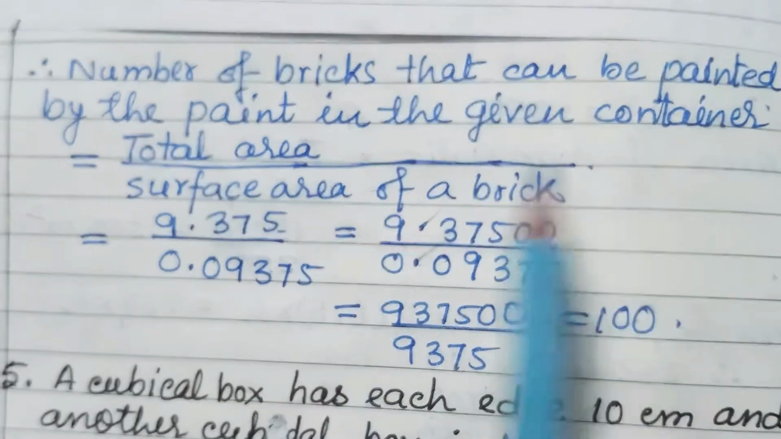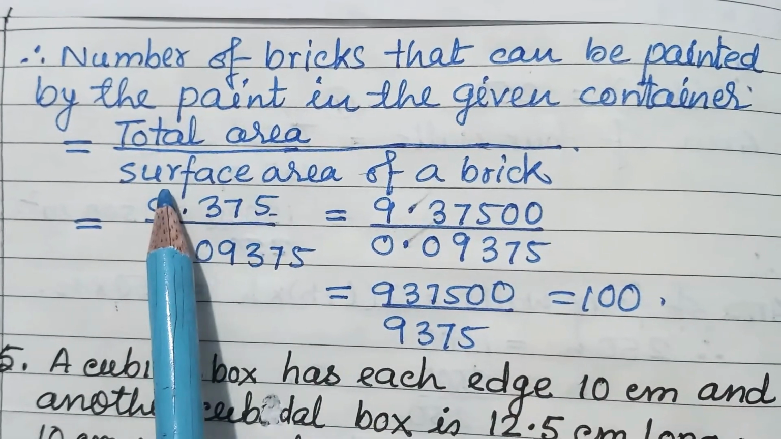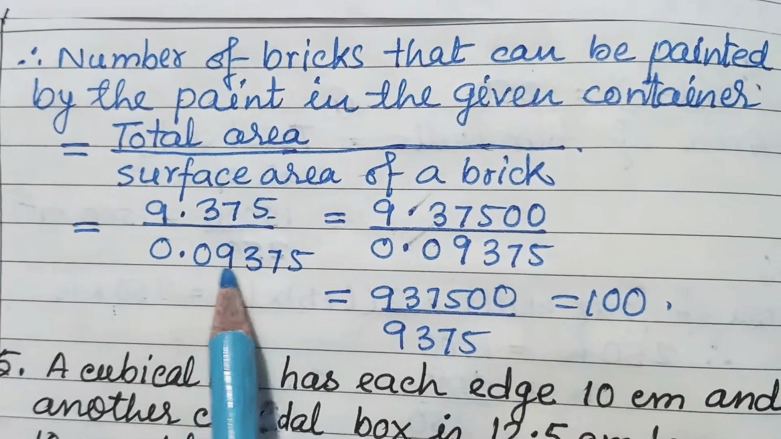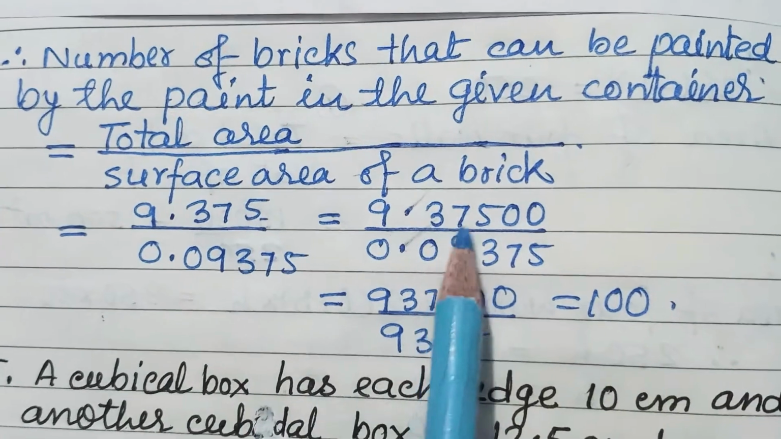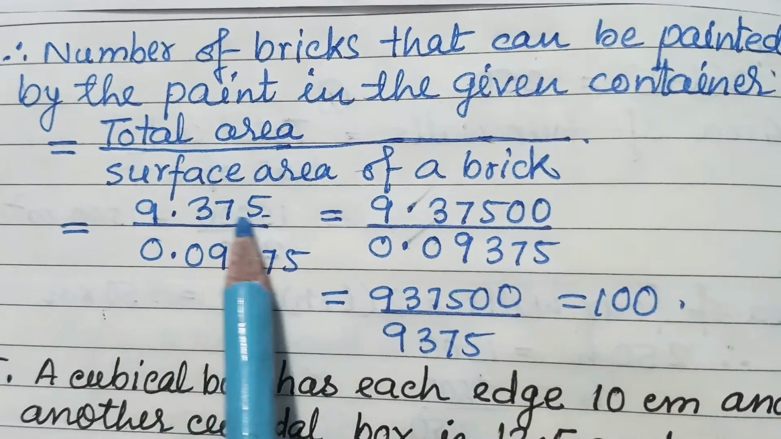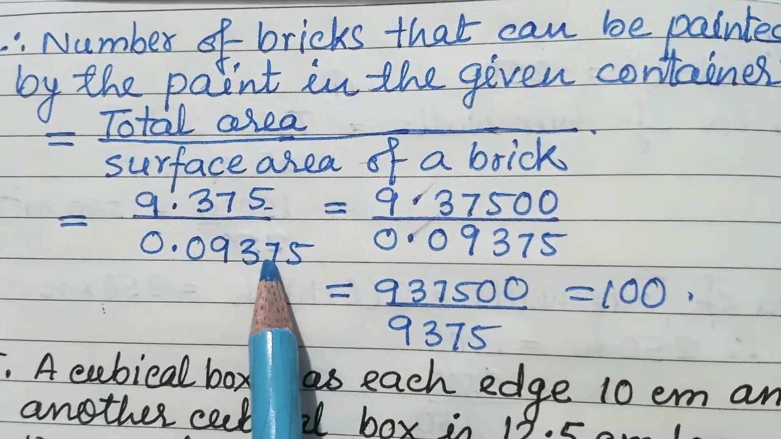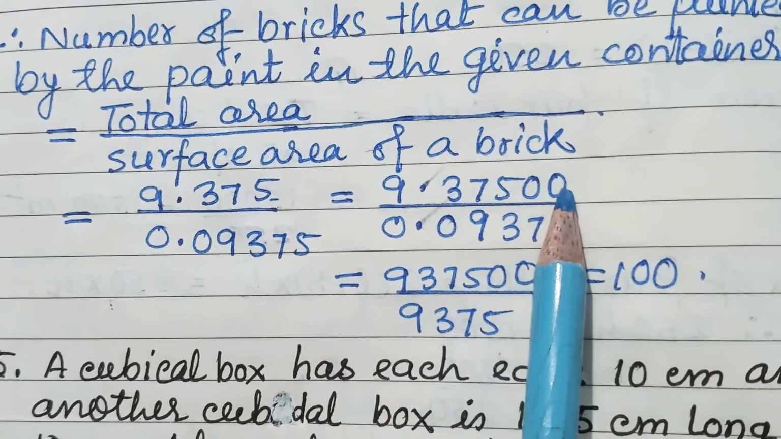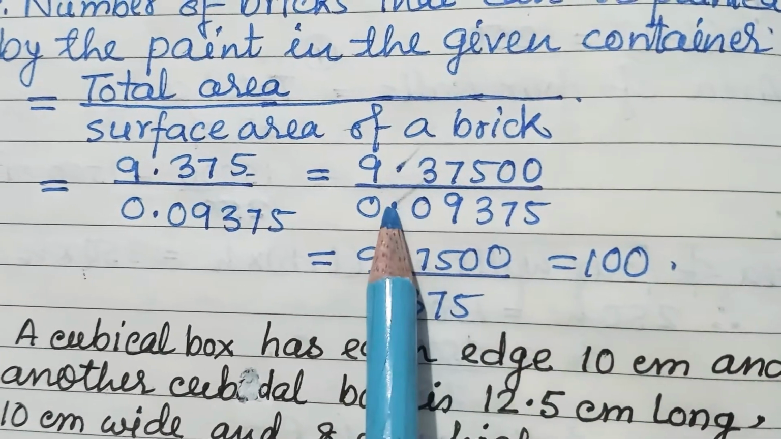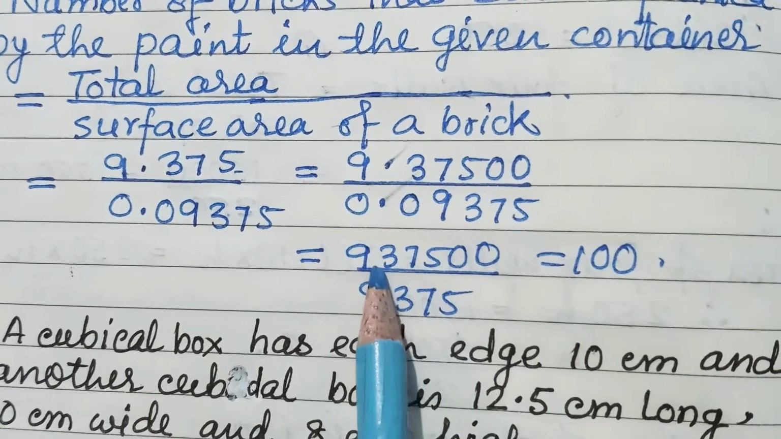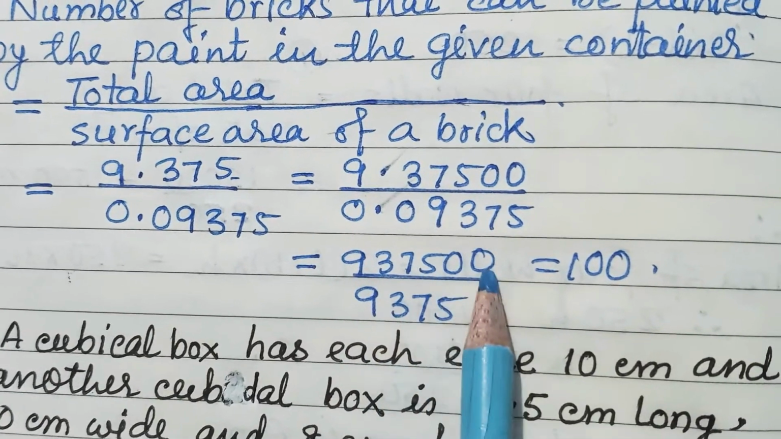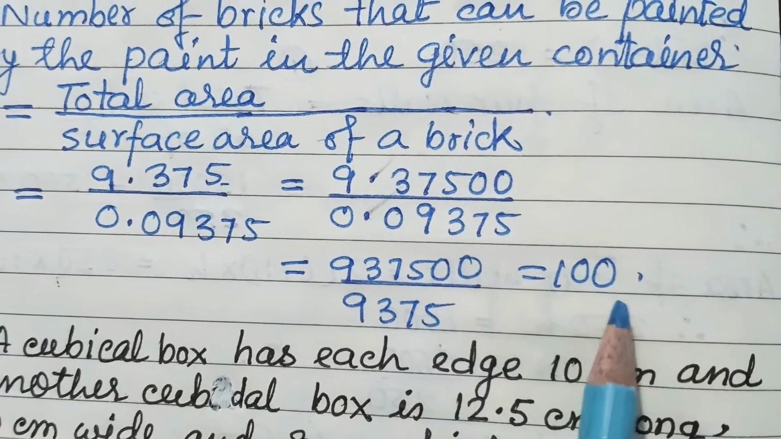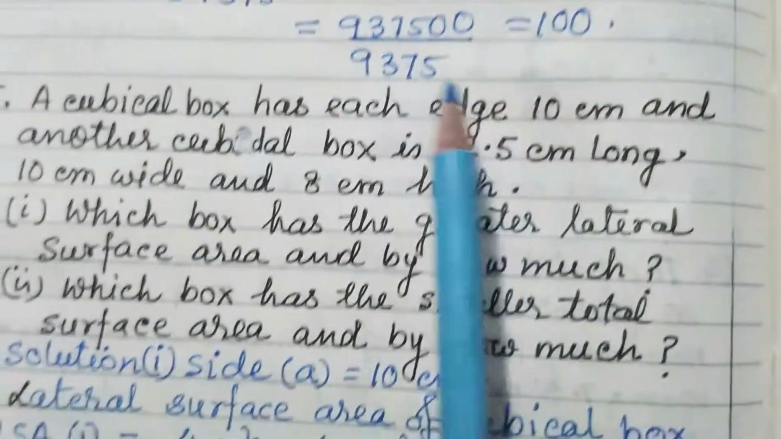Next part: the number of bricks that can be painted by the paint in the given container is the total area upon the surface area of one brick. So if you divide it, now it is after 3 digit decimal and it is after 5 digit decimal. Make it 5 digit by adding 00 here. Now cancel the decimal, it is 937500 upon 9375. Now cancel it, it is 100. So 100 bricks can be painted.